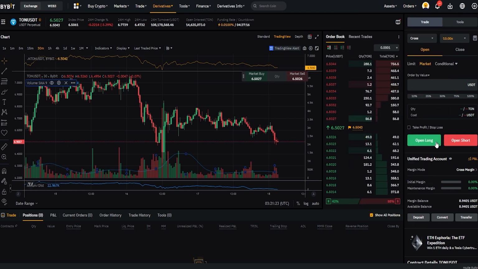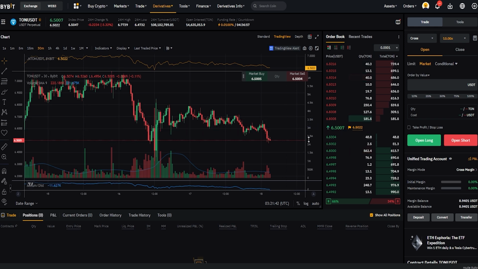On the right side, we have open long and open short. If we open long, we say that the price will go up. If we open short, the price will go down. It's quite simple here. It's also very important that there is a take profit and stop loss parameter. This parameter is very important. In order to comply with risk management, it must, of course, be used. Most people do not use it and make mistakes.